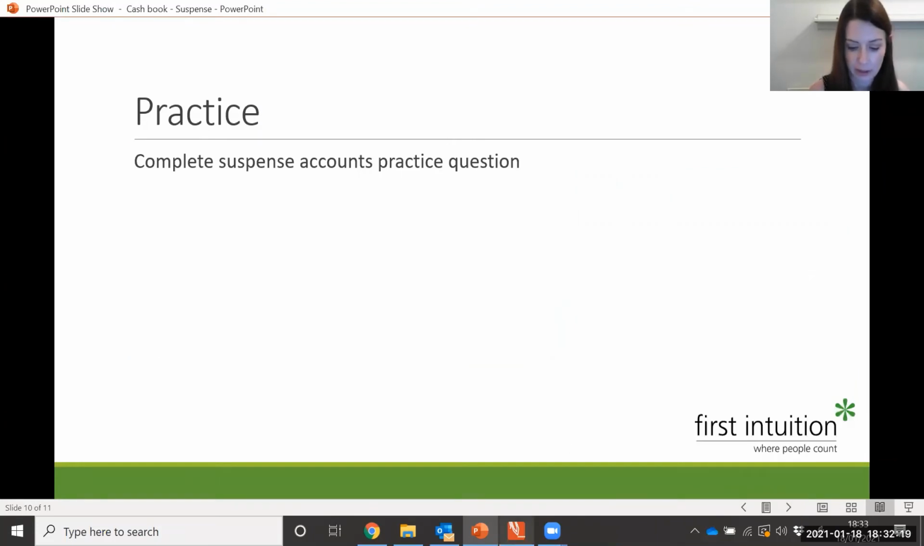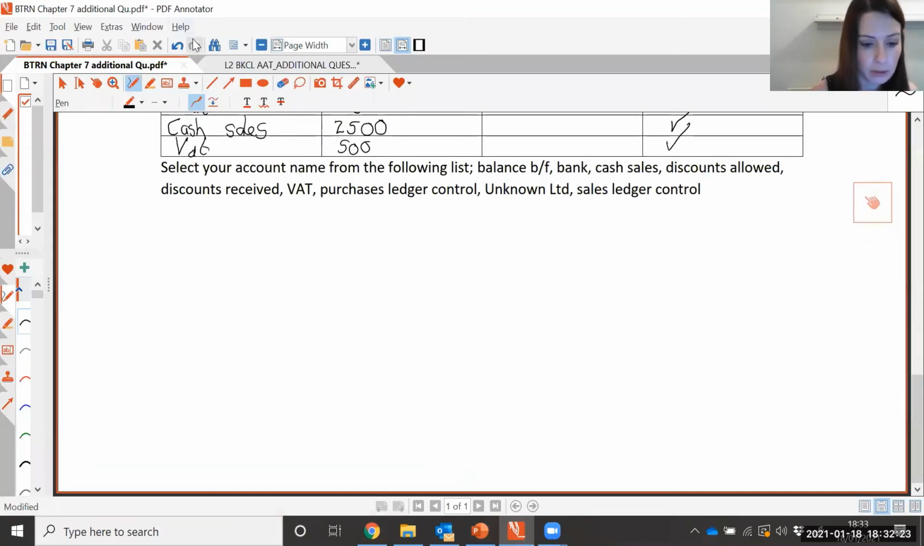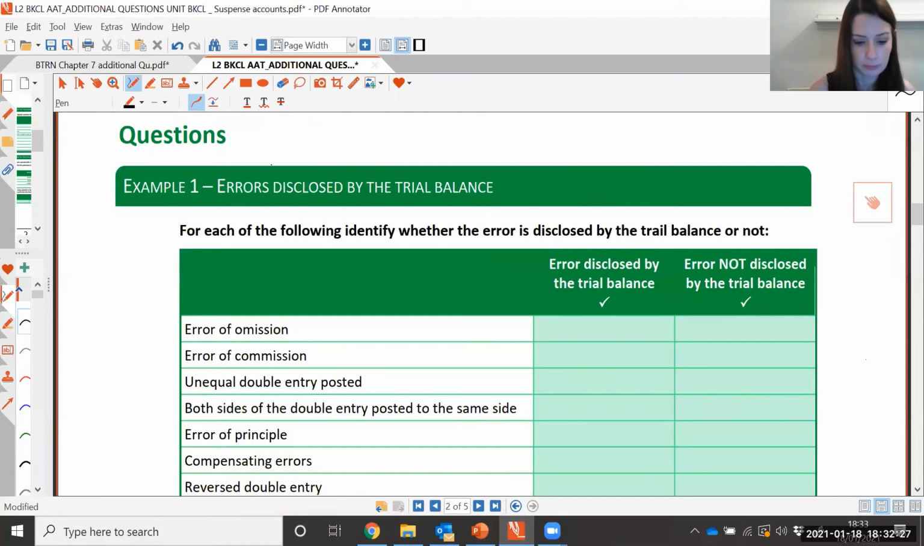Okay, and just to finish off with, errors disclosed by the trial balance and errors that are not disclosed by the trial balance. So an error of omission, is that disclosed by the trial balance or not? This is where something's been totally missed off. It's not been entered as a debit or a credit. So would it affect our trial balance? No. Yeah, excellent.